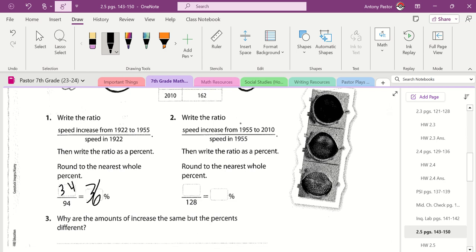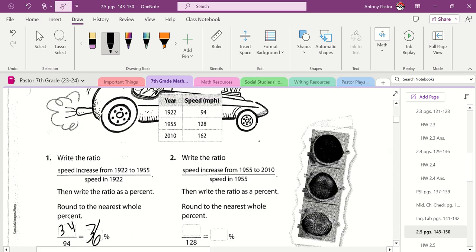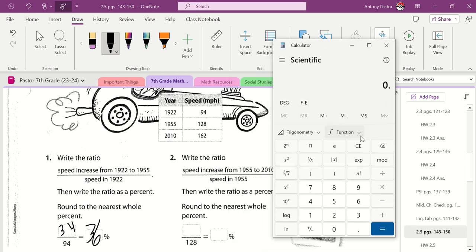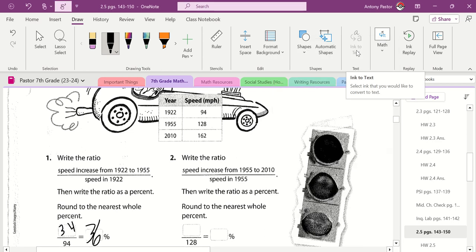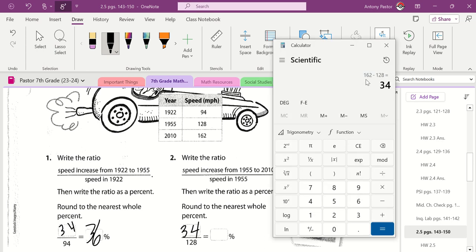Write the ratio. Speed increase from 1955 to 2010. So we're going to grab our calculator again. We're going to clear it. So it was 162 in 2010 minus the 128 in 1955. That's a speed increase of 34 miles per hour as well. Let me just double check that I did that correctly. 162 minus 128. We did it correctly.